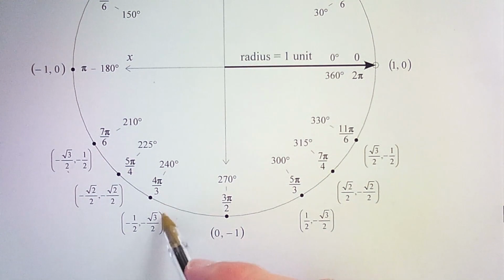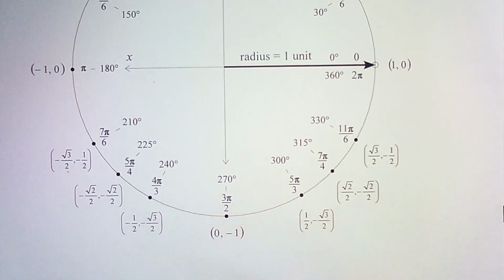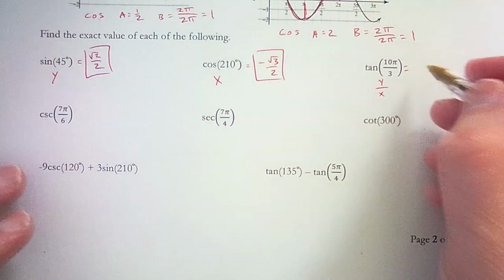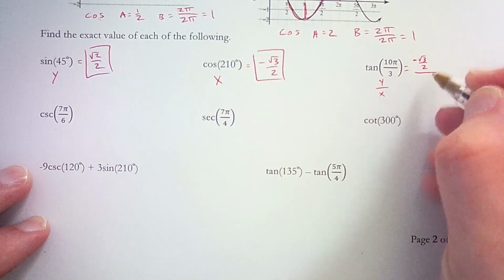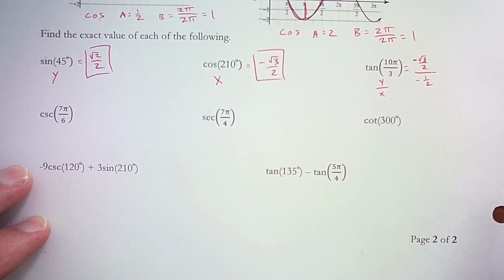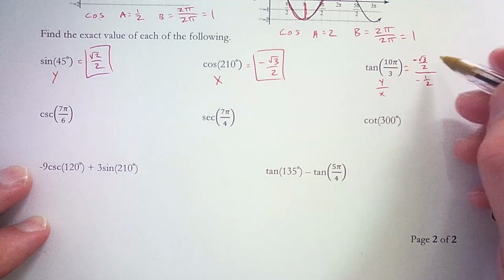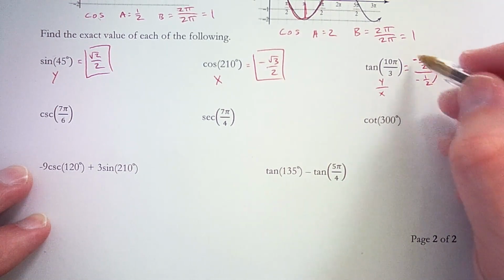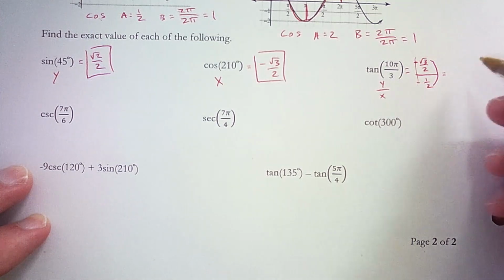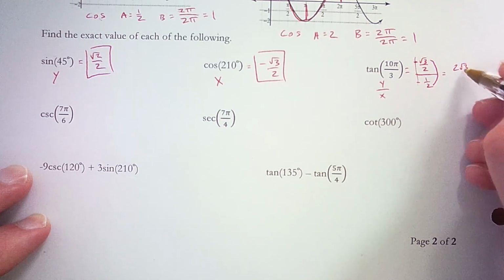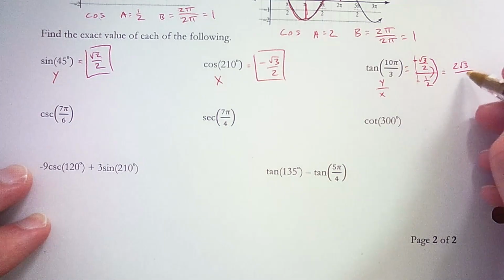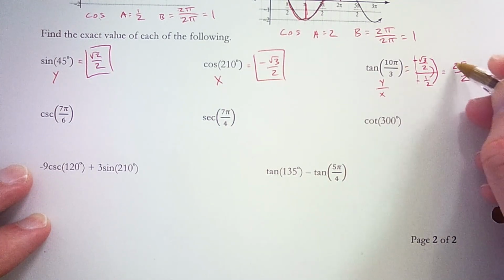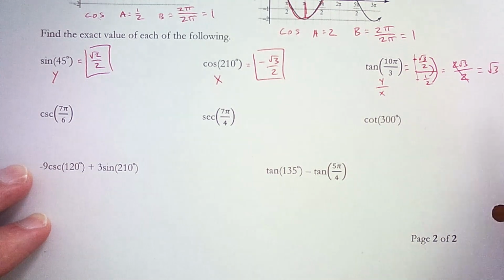Now, tangent is y over x, so that's negative root 3 over 2 over negative 1 over 2. Okay, so now in order to simplify this, I can multiply this outer loop here to get a numerator. By the way, these negatives will cancel, so it's going to be positive 2 root 3 over this inner loop here gives us the denominator of 2, and those 2's cancel, so square root of 3 is my final answer.